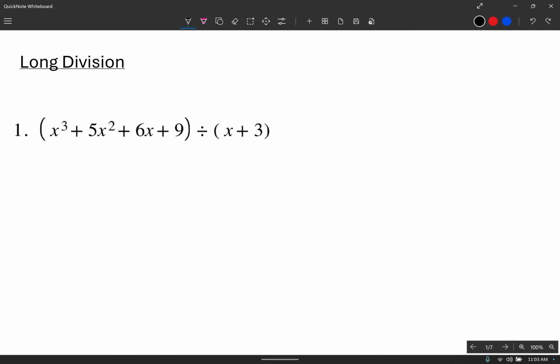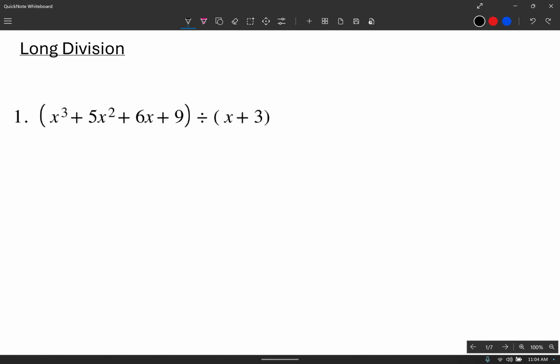So we're going to start with long division. Long division works on all of the polynomials, and then we'll talk about synthetic division, which only works when you're dividing by a linear factor. So what I am dividing by is going to go on the outside, and then I'm going to put what I am dividing into on the inside.